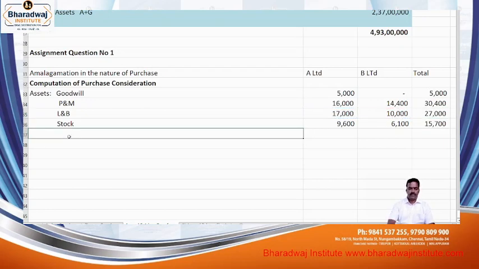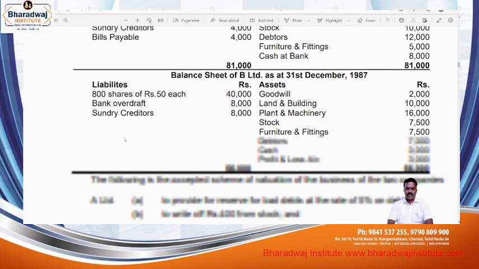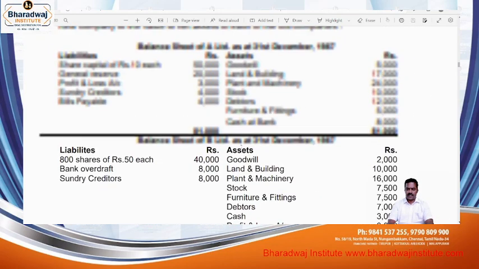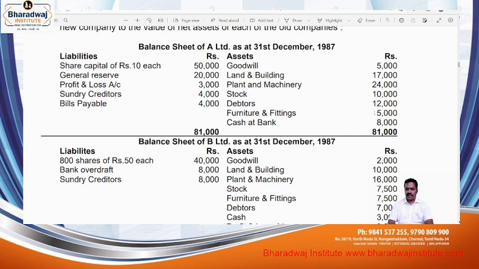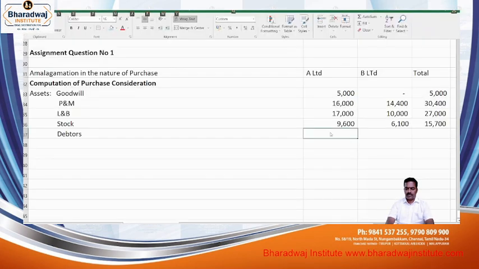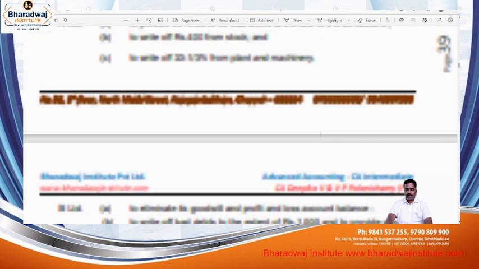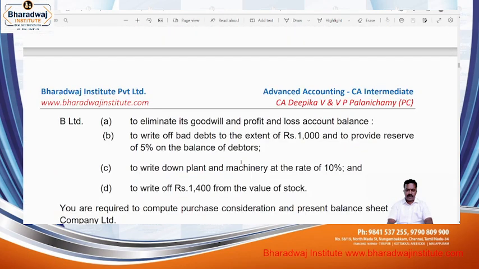Then let us ensure that the provision for bad debts is adjusted. For A Limited, how much to be adjusted? 5%. So debtors minus 5% for A: 11,400. Then B. For B, any bad debts to be provided? How much? 1,000. Your 5% to be provided on debtors.